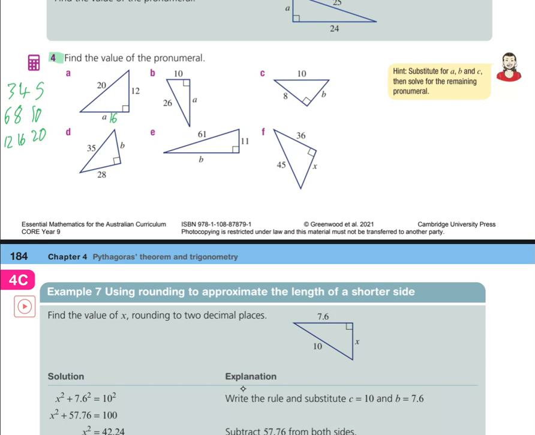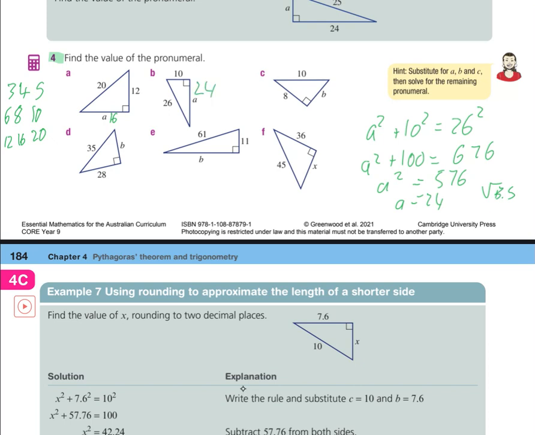So, a squared plus 10 squared equals 26 squared. A squared plus 100 equals, I'm just putting in 26 squared, 676. And then if you minus 100 from both sides, we get a squared equals 576. Then you have to square root both sides. And then you'll get the square root of that, which is 24, isn't it? And it's 24. A will equal 24. That's what you do for that one.